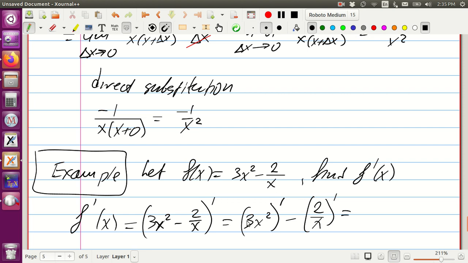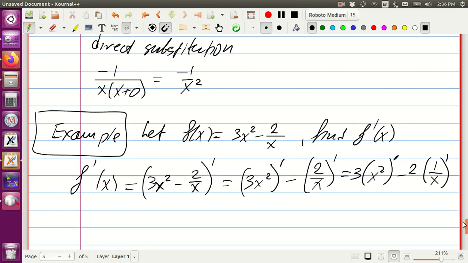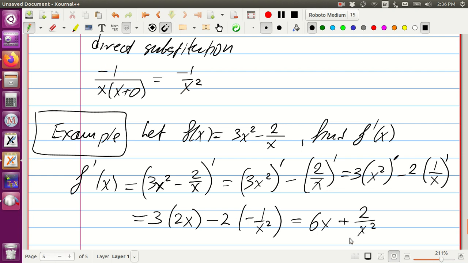We used it here. Now we have a constant 3 over here, so we can move it up front and write the derivative of x squared. Minus, and 2 is a constant, so we can move it up front, so we're left with the derivative of 1 over x. Then we have 3, and we apply the rule for x squared, which is 2x, then minus 2, and we apply the rule for 1 over x, which is negative 1 over x squared. And if we simplify it, we're going to get 6x if we multiply these two numbers together. And negative 2 times negative 1 is positive 2 over x squared. And this would be our answer for this exercise.